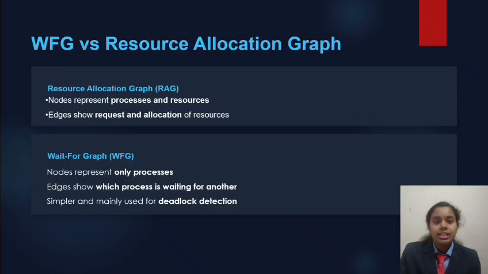Wait for graph versus resource allocation graph. In the resource allocation graph, the nodes represent both the processes and the resources. The edges show request and allocation of resources. Now coming to the wait for graph, the nodes represent only the processes. The edges show which process is waiting for another. It is simpler and mainly used for deadlock detection.